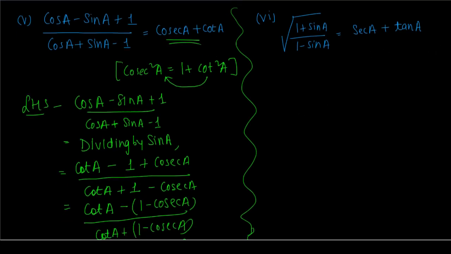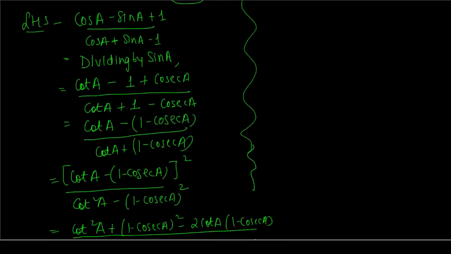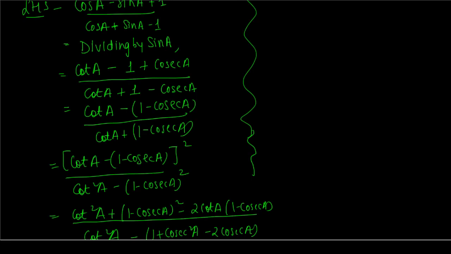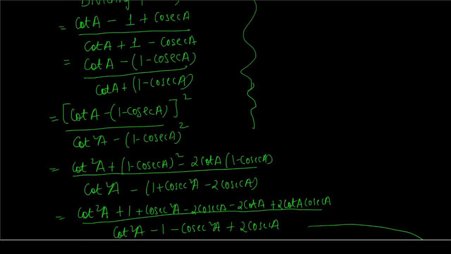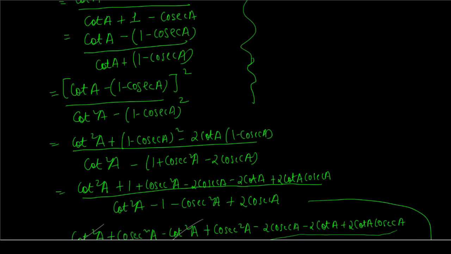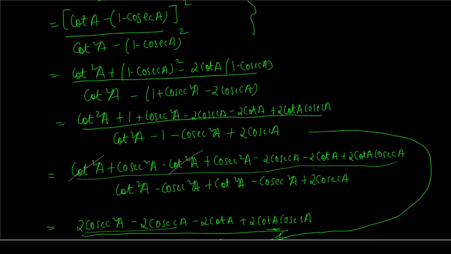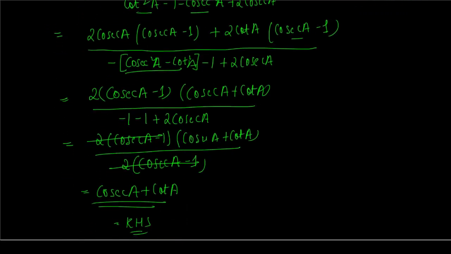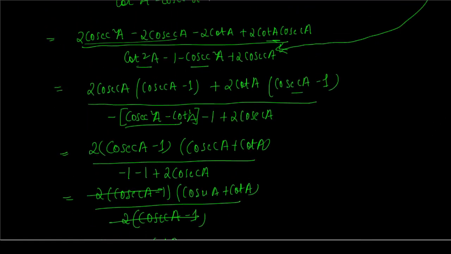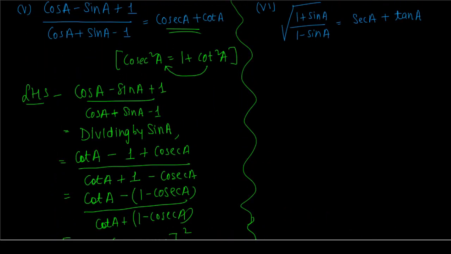Clear with this part? So you can have a look at the solution. Cos A minus sin A plus 1 by cos A plus sin A minus 1. Dividing by sin A, we get cot A minus 1 plus cosec A by cot A plus 1 minus cosec A. Then we get cot A minus of 1 minus cosec A by cot A plus 1 minus cosec A. Then we are squaring both of them. So you're basically multiplying them with cot A minus whole 1 minus cosec A. And you can see how we've solved, simplified, and then reached the final answer. Clear? So I hope that's absolutely clear. Little tricky, little lengthy, you can see. But again, you need to get that logic. Once that's done, the simplification part is pretty simple.